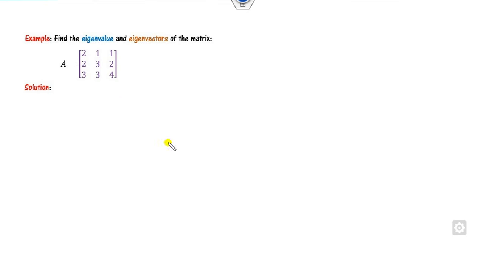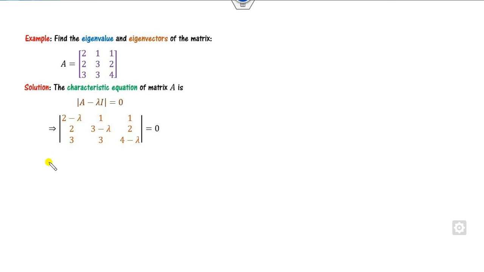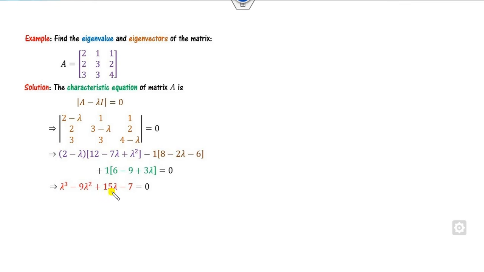Now look at one more example. Again, how do you find the eigenvalue? We start from the determinant of A minus lambda I equals 0. Now you can expand it. Now how can you find the roots of this? You can use a scientific calculator to find the roots, but there is another method: you can check whether lambda equal to 1 is a root or not. 1 minus 9 plus 15 minus 7 is 0. So how can you say that? That means lambda minus 1 is a factor of this.